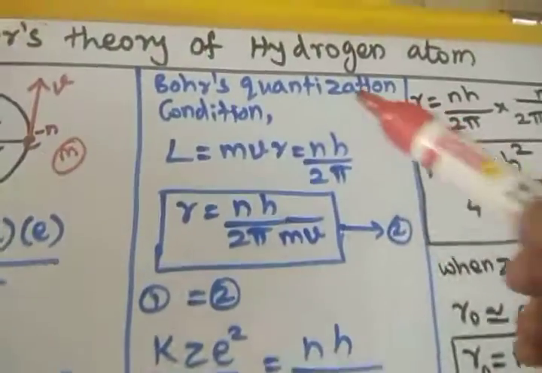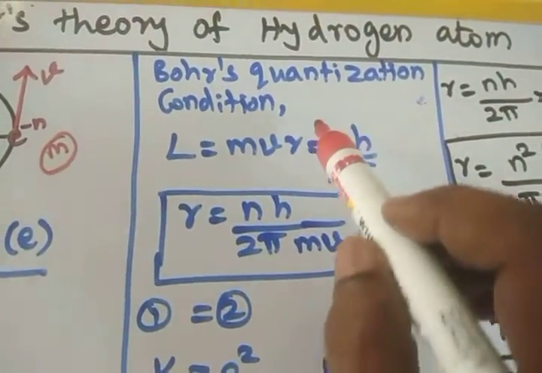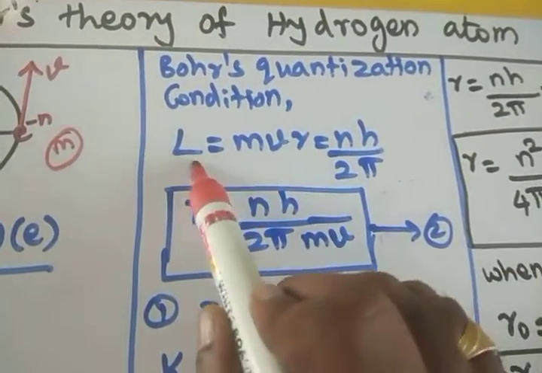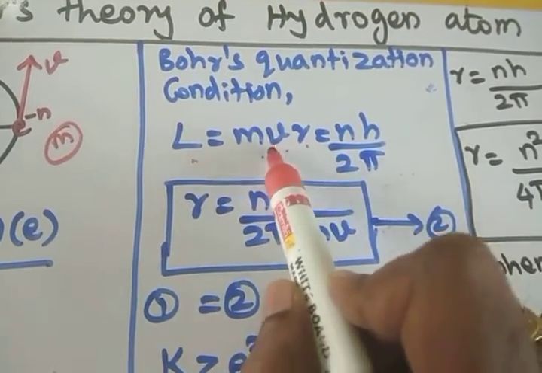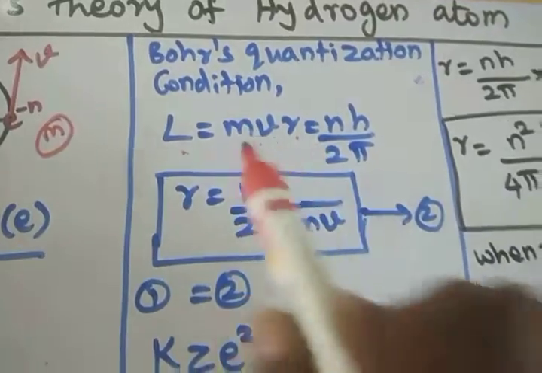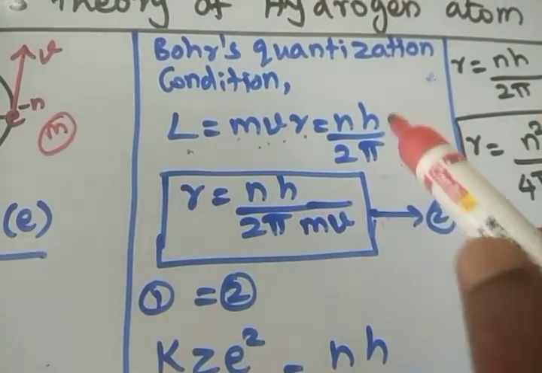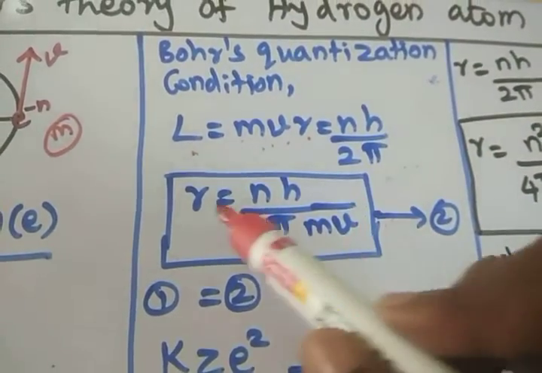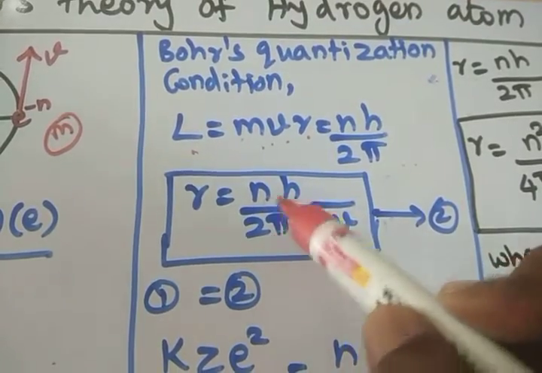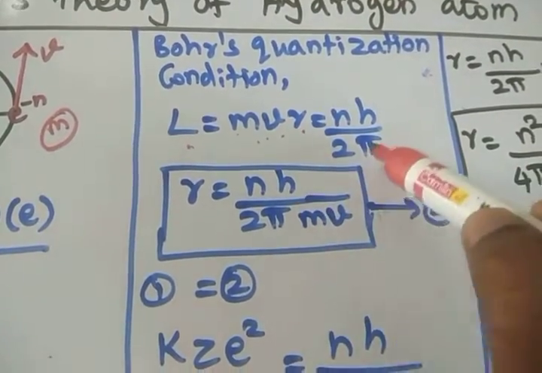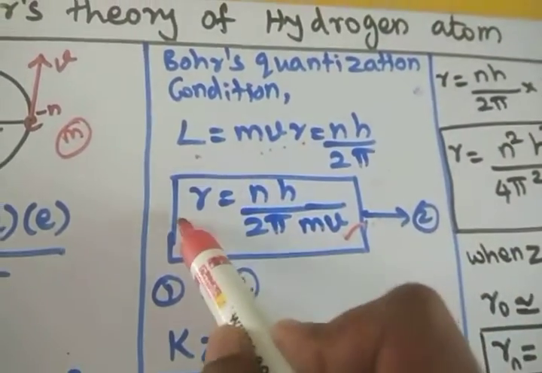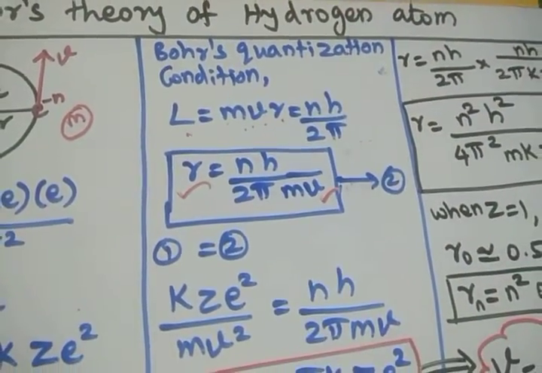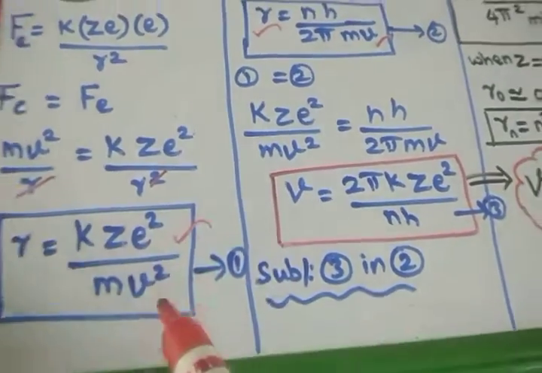Then according to Bohr's quantization condition, the angular momentum of the orbit, mvr, is equal to nh by 2 pi. So r is equal to nh by 2 pi mv, with m coming to the denominator. This is Bohr's equation. This also represents the radius of the orbit.